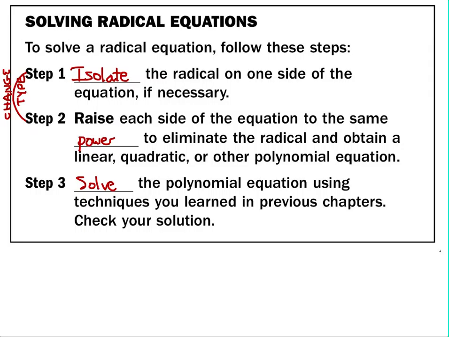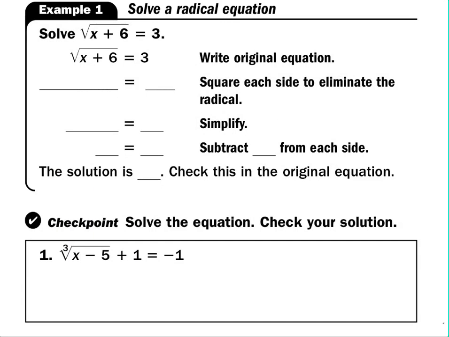That's the idea. So let's look at example 1 here, where we have to solve this radical equation. Square root of x plus 6 equals 3. The first step is apparently write the original equation, which sounds superfluous to me because it was already there, but whatever. Then we need to square each side to eliminate the radical. So I'm going to rewrite square root of x plus 6 equals 3. But then we're going to square each side.